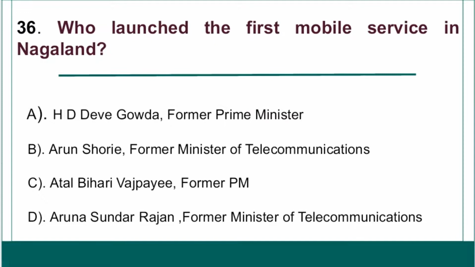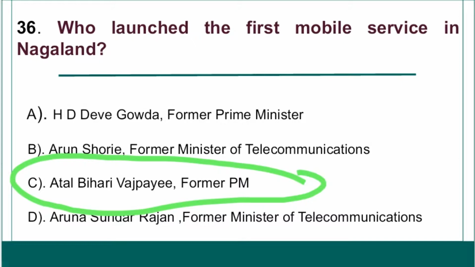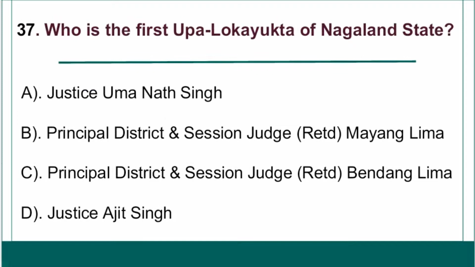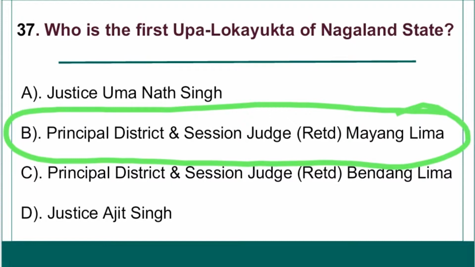And question number 36. Who launched the first mobile service in Nagaland? And the correct answer is option number C. That is Atal Bihari Vajpayee, former Prime Minister. And question number 37. Who is the first Lokayukta of Nagaland State? The correct answer is option number B. That is Principal District and Session Judge, retired, Miang Lima.